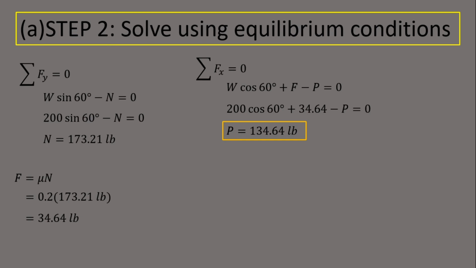And to get summation of forces ng ating X or the horizontal forces, we have weight cosine 60 degrees plus yung frictional force minus yung force P. Dapat mag-zero since hindi dapat nagmo-move. So we have 200 cosine 60 degrees plus 34.64 minus P is equal to 0. So yan yung force natin to cause motion to impend. Meaning, paano impending motion? Kapag lumagpas na dyan ng konti, magkakaroon na ng movement. Hanggang dyan lang siya. Kung lalagpas pa siya dyan, mag-move na yung body natin.